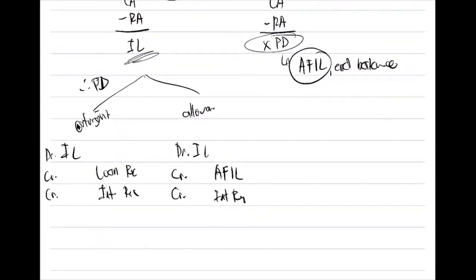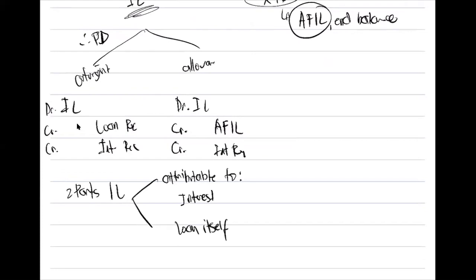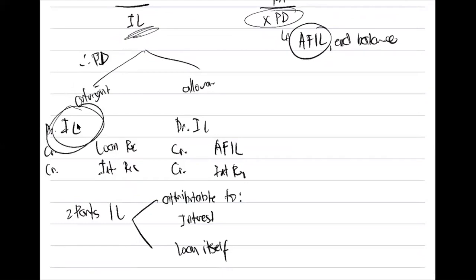Here, under PAS 39, there are two parts to our impairment loss. Why is it two parts? Because it is attributable to the interest and to the loan itself. Okay. When asked, what is the total impairment loss? This is it. That is your answer: the amount that was debited.